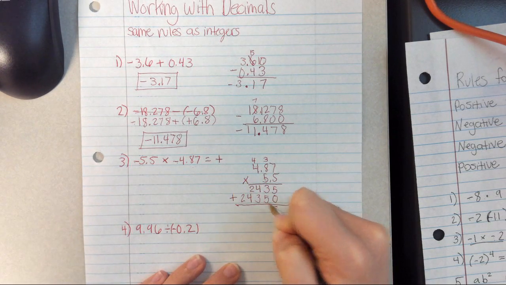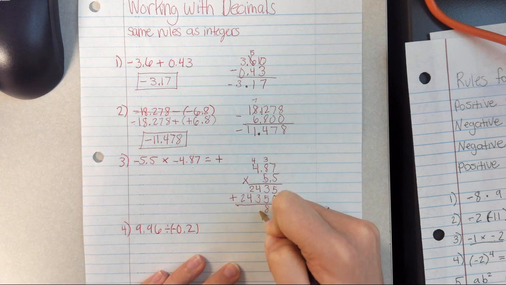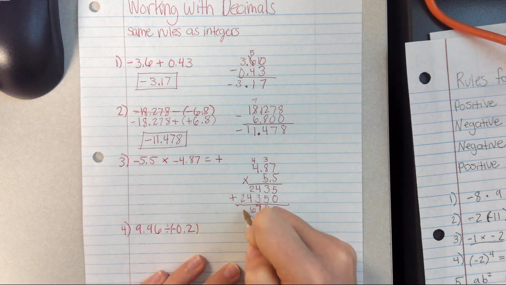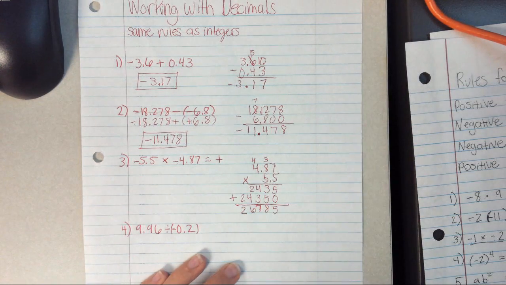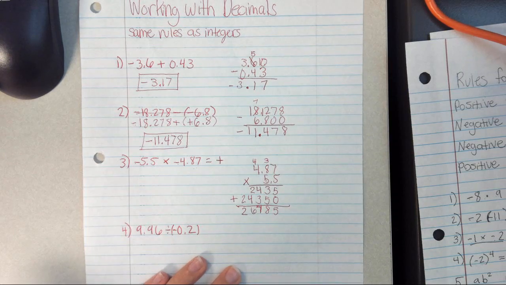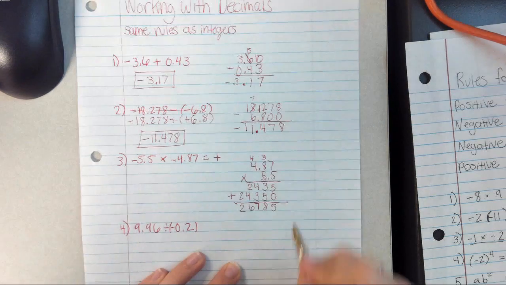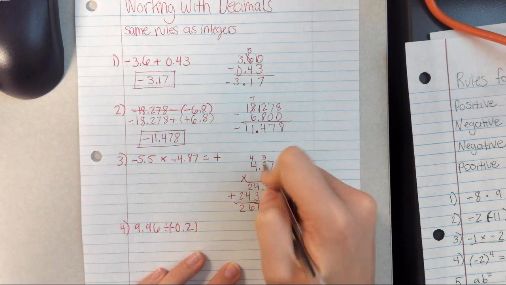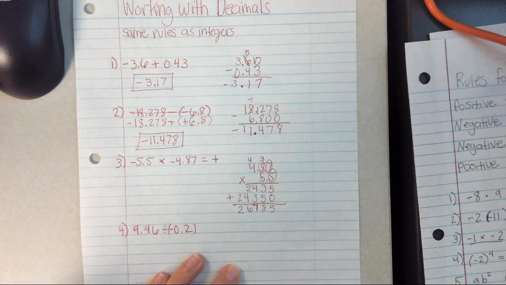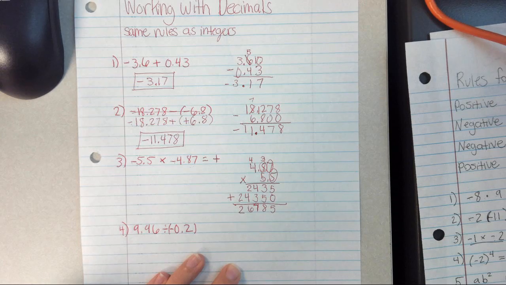5 plus 0 is 5. 8, 7, 6, and 2. Now, our answer is not 26,785. So what you need to do to put your decimal place is you have to count how many decimal places there are. So I have 1, 2, 3. How many numbers there are after the decimal place, or to the right of the decimal place.